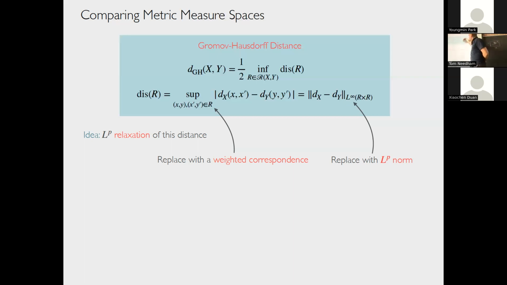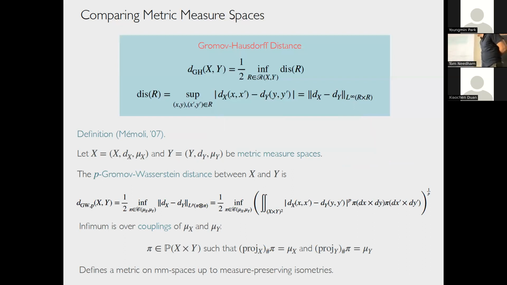So I would like this to be an LP norm instead, so that I'm taking an average of metric distortion instead of the worst case. And instead of taking correspondences, I would like something like a weighted correspondence, which would allow me to do something like gradient descent. So I could do gradient descent on the weights in the correspondence. Then the LP norm would be smoother, and I'm heading towards something I can at least approximate.